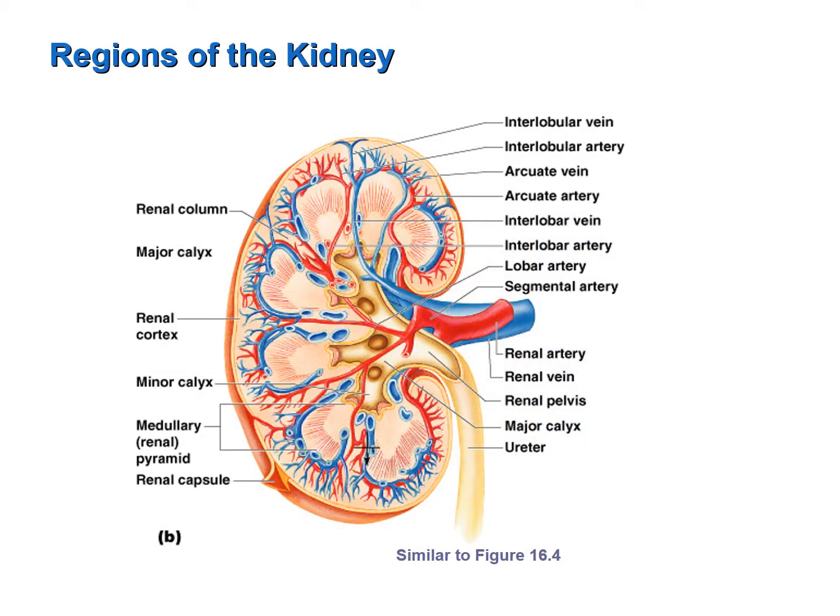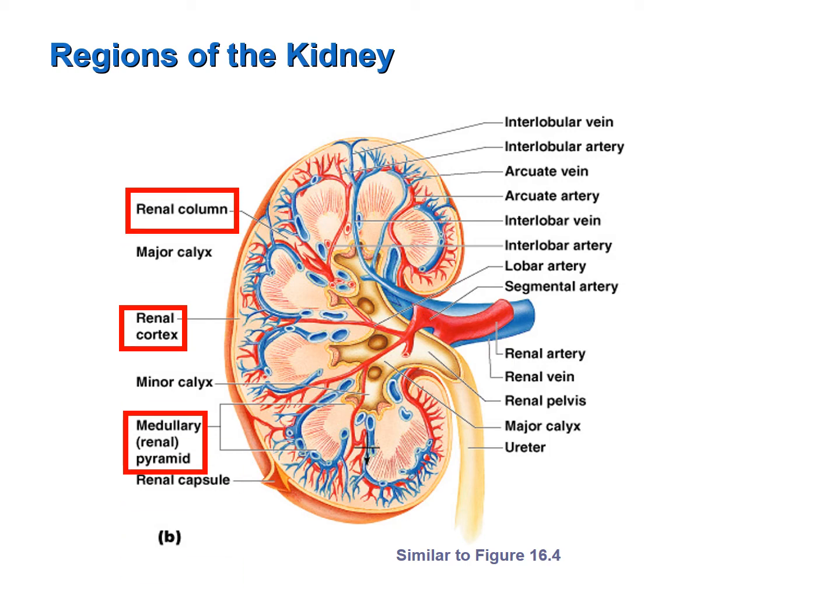The kidney is divided into regions. The outer region is called the renal cortex. Remember, cortex refers to the outer region of any organ. Deep to the renal cortex are the medullary pyramids, which make up the renal medulla. They're called medullary pyramids because they are triangular in shape, with the base or wide end facing the renal cortex and the tips facing the more internal portions of the kidney.